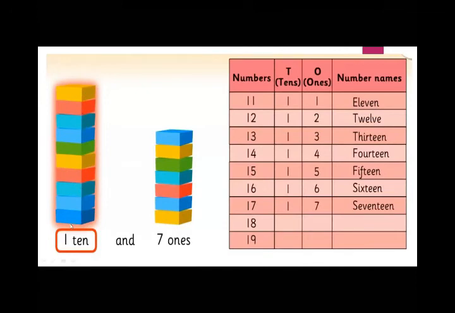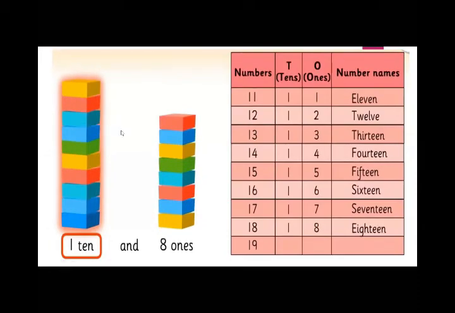Again 1 ten is here. And how many ones? 7 ones. 1, 2, 3, 4, 5, 6, 7. You can count it. So 7 ones. So it makes the number 17. So 1 is written in the tens column and 7 is written in the ones column. So what is the spelling of 17? S-E-V-E-N-T-E-E-N. 17.